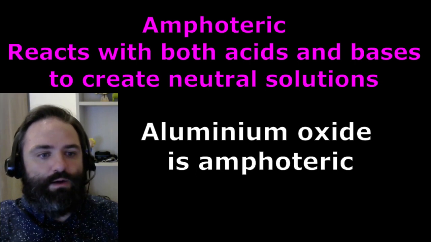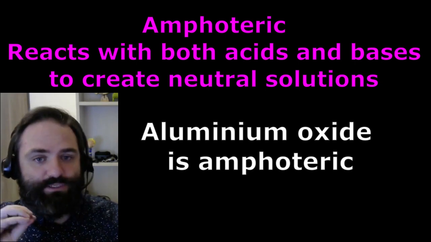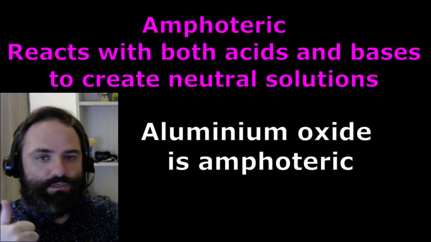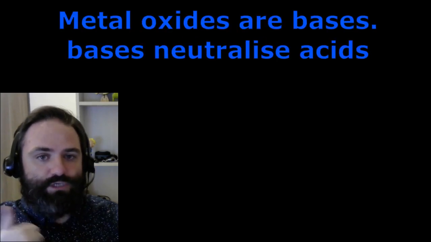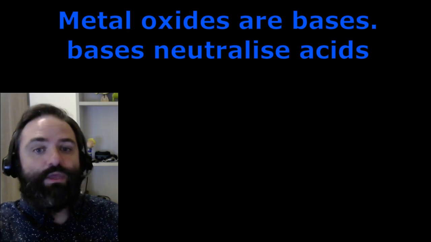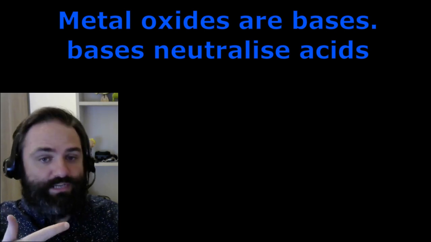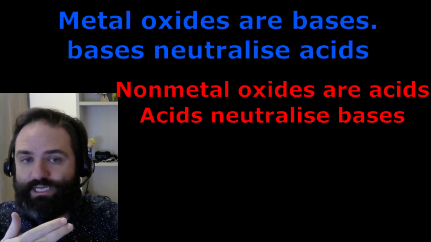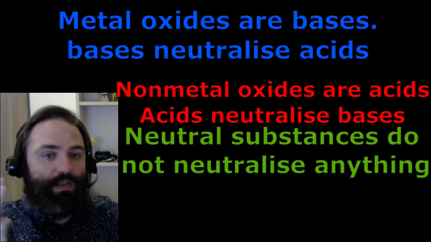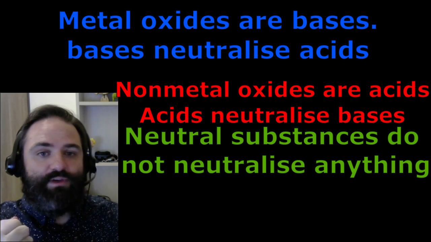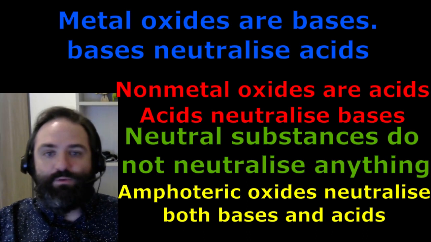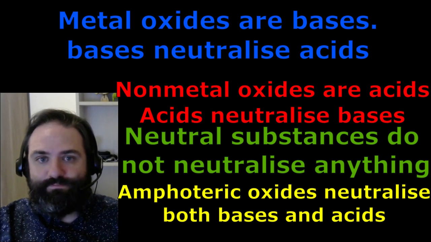So we can classify these substances by what they react with. Okay? So metal oxides, to sum up, metal oxides are bases or alkalis. Non-metal oxides are acids. Salts and some other things which don't react with acids or bases are neutral. Aluminium oxide is an amphoteric substance which will react with both acids and with bases to neutralize them.